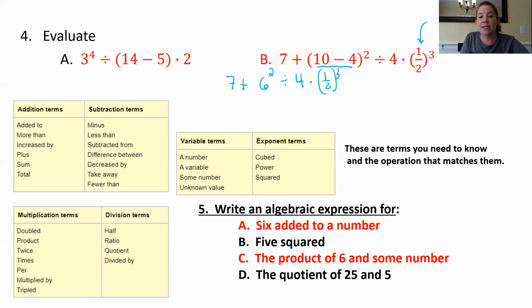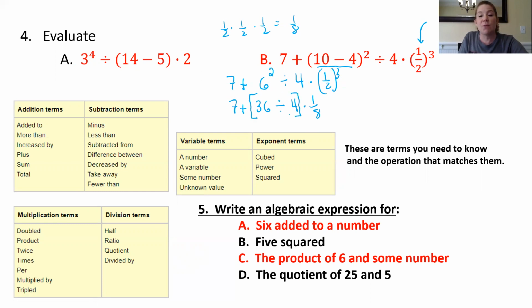All right, now we're going to do exponents next. So 7 plus 6 squared is 36. Divided by 4 times, this says 1/2 times 1/2 times 1/2. We did this problem earlier. This is an 8. All right, next we do multiplication and division, whichever comes first. So we're going to do this first.